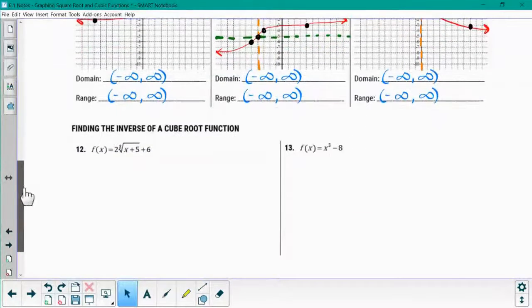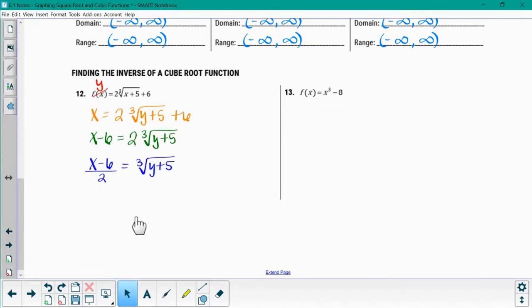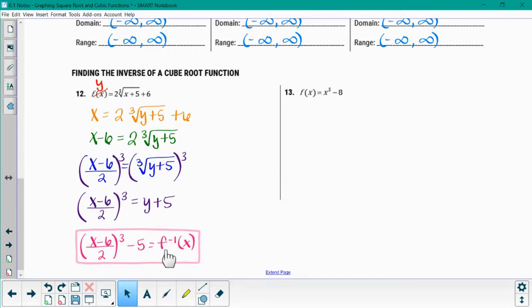The last thing we're going to cover is inverses of a cube root function, and you do not have to worry about domain restrictions for these for cubics and cube roots because they're always going to have a domain and range of negative infinity to positive infinity, so we're never going to have a domain restriction. First thing I'm going to do is change this to y, switch x and y, and solve for y. So I first subtract 6, divide by 2, and then I'm going to take the cube of both sides. And then I'm going to subtract 5 and rewrite it as f inverse of x.